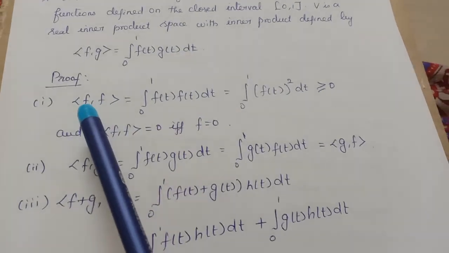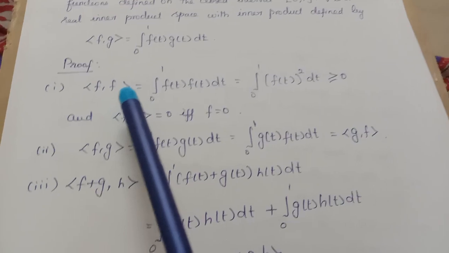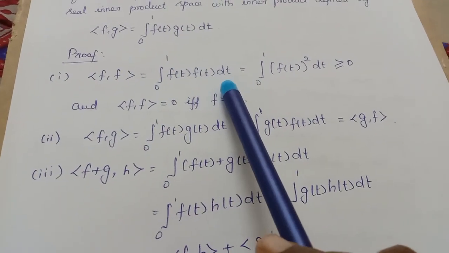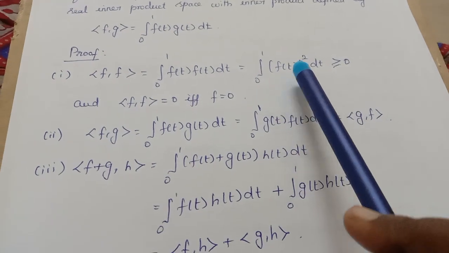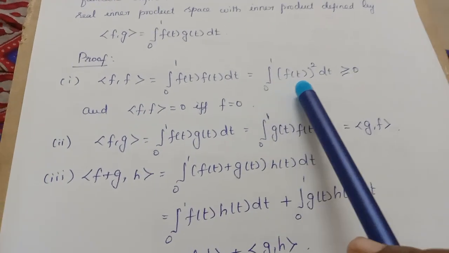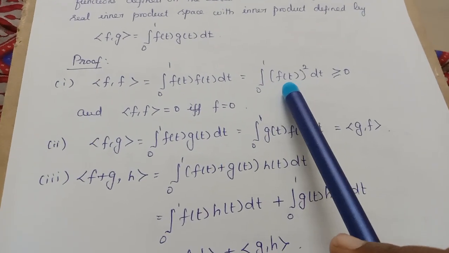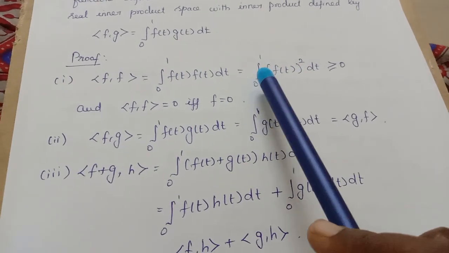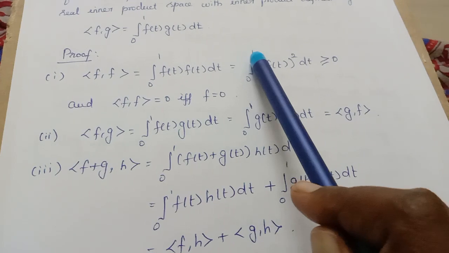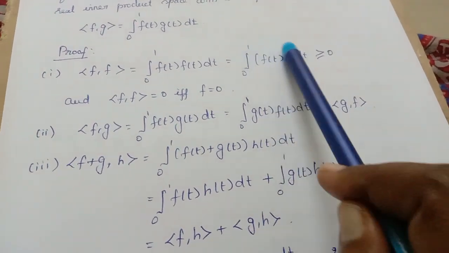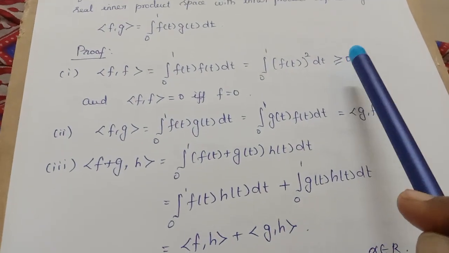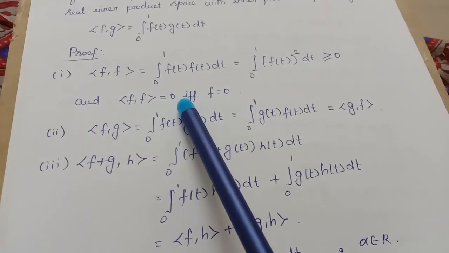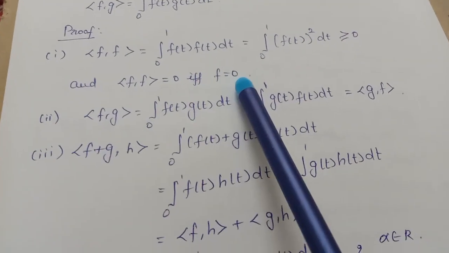First, let's consider the inner product of f with itself. By definition, it is the integral from 0 to 1 of f(t) into f(t) dt. So it is the integral from 0 to 1 of f(t) the whole square dt. See, this f(t) is a continuous function. We are squaring it, so it will be positive, and we are integrating it between 0 to 1, only between the two positive numbers, no? So definitely this value will always be positive. When will it become 0? Only when the function itself is 0, right? So the first condition is satisfied.